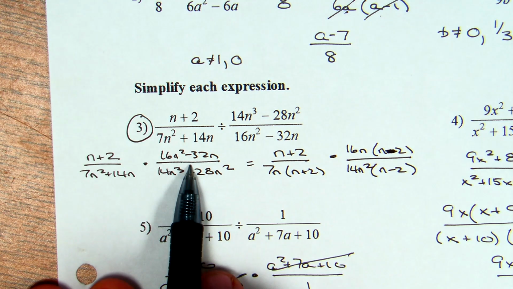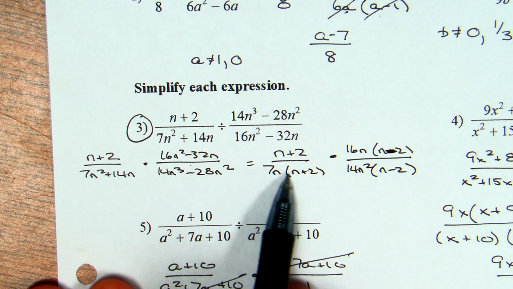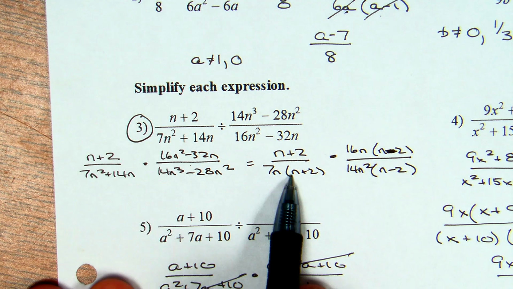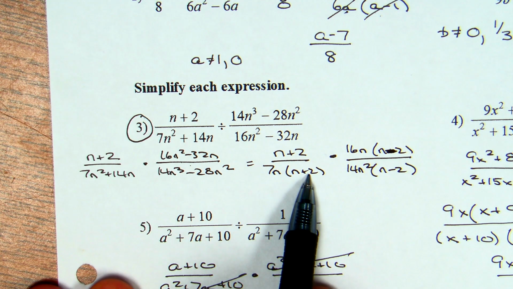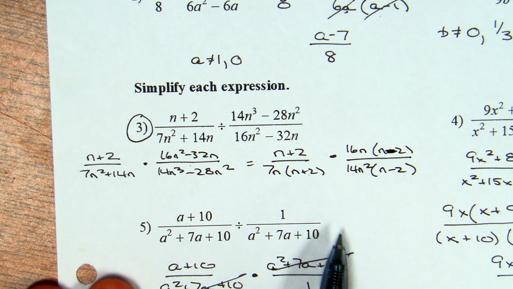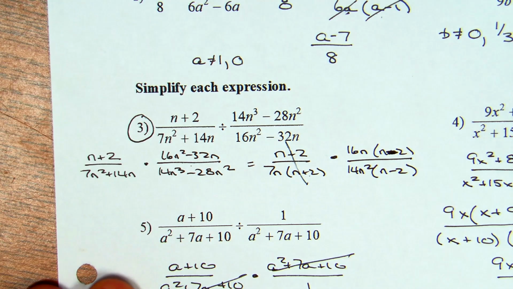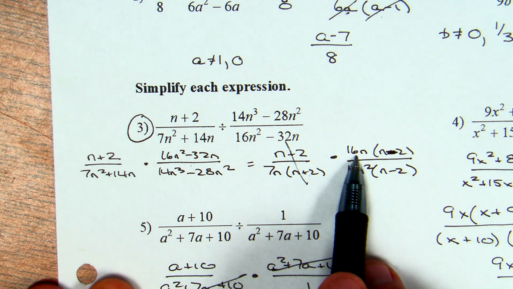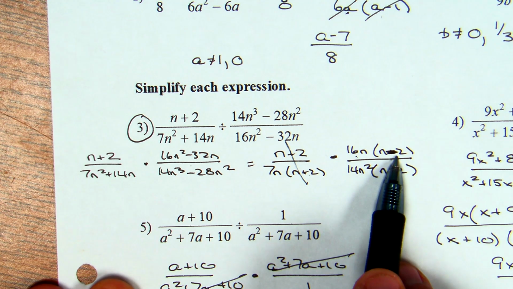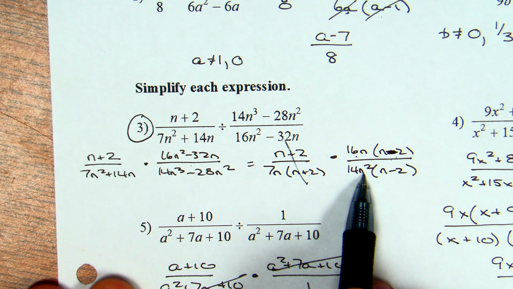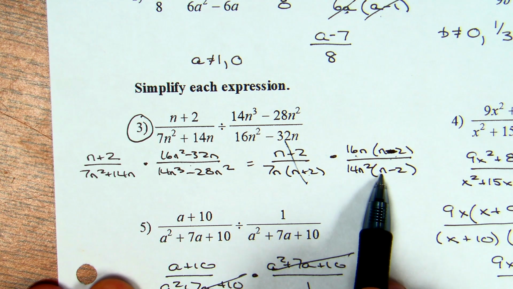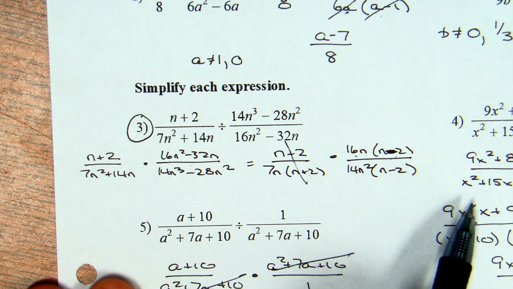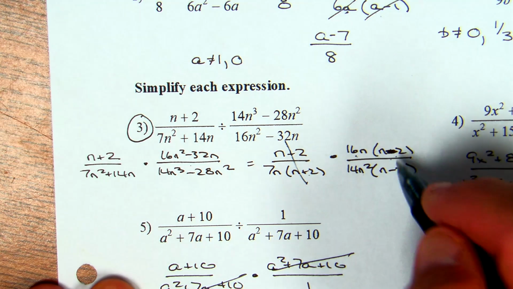Everybody good with flipping the second fraction? Everybody good with pulling out the 7n to give us n plus 2 as a GCF? What do those n plus 2s then do to each other? Cancel out. Everybody good with pulling the 16n out of the second numerator, leaving us with n minus 2? And then pulling out a 14n squared out of the second one's denominator, also giving us n minus 2. What do the n minus 2s do to each other? Cancel out.